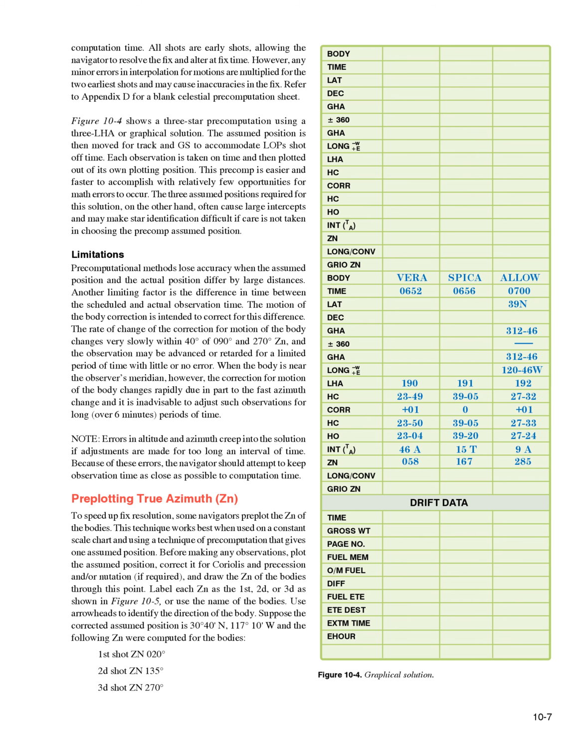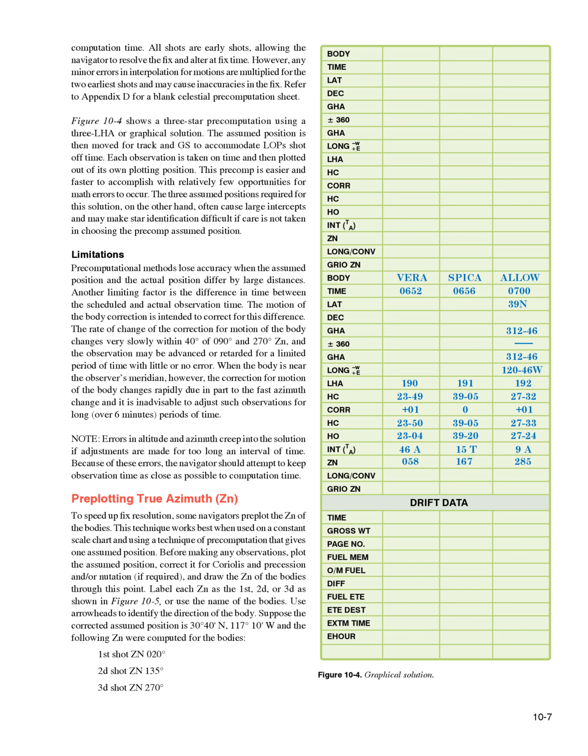Pre-plotting true azimuth, ZN, to speed up fix resolution. Some navigators pre-plot the ZN of the bodies. This technique works best when used on a constant scale chart and using a technique of precomputation that gives one assumed position. Before making any observations, plot the assumed position, correct it for Coriolis and precession and/or nutation, if required, and draw the ZN of the bodies through this point. Label each ZN as the first, 2nd, or 3rd as shown in Figure 10.5, or use the name of the bodies. Use arrowheads to identify the direction of the body.